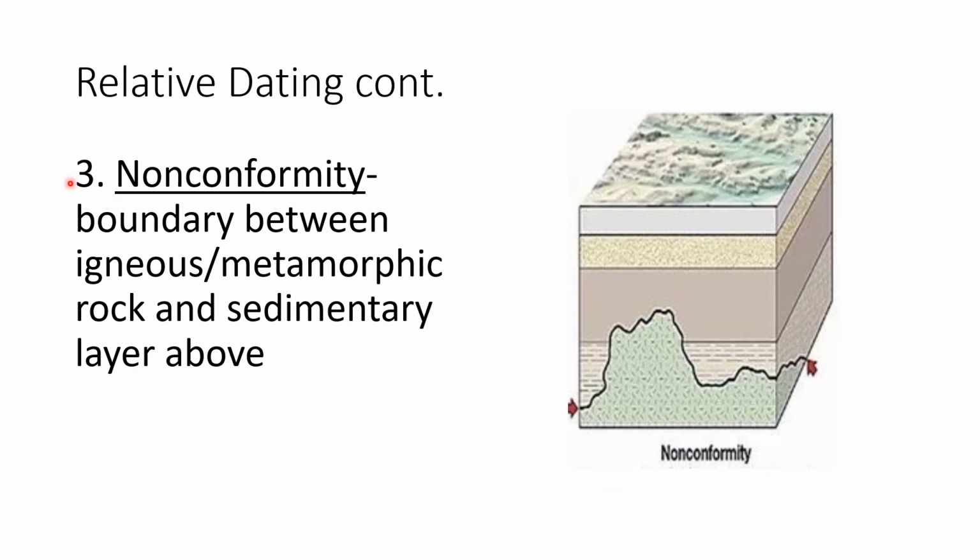The next type of unconformity is called a nonconformity, and this is the boundary between an igneous or metamorphic rock layer and sedimentary rocks above. So you can see right here, this green rock here is some type of igneous intrusion, maybe it's a batholith of some sort, and then you have got sedimentary rock layers formed above that. So we can tell that these layers were here already when this igneous intrusion occurred because it cuts through them. So that's the principle of cross-cutting relationships right there with this nonconformity.